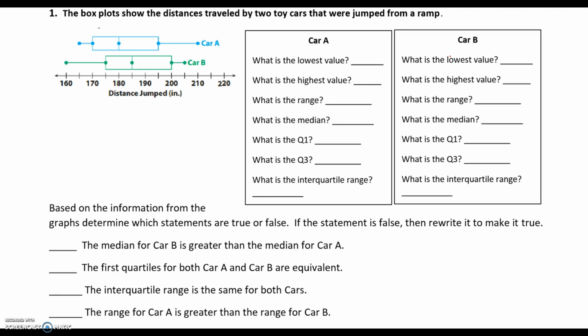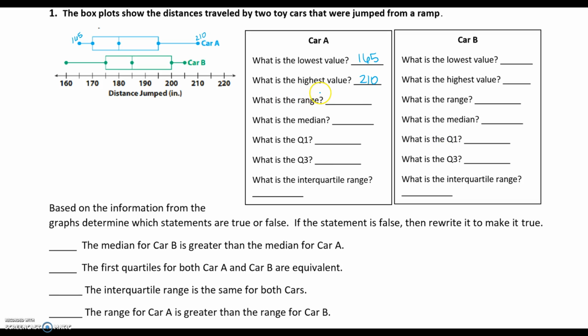It says the box plots show the distance traveled by 2 car toys that were jumped from a ramp. Okay, so we're going to start off with car A. Okay, so car A, what is the lowest value? So car A, the lowest value here is 165. Okay. The highest value appears to be here at 210. I encourage you to label both, okay? So if we are labeling your graph, it's going to be much easier to read later.